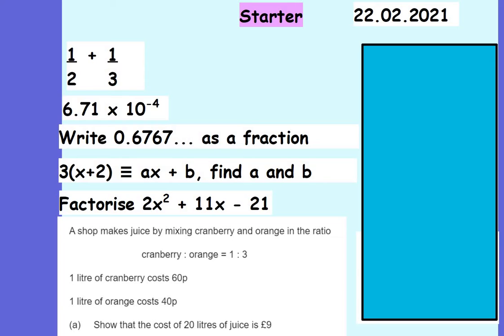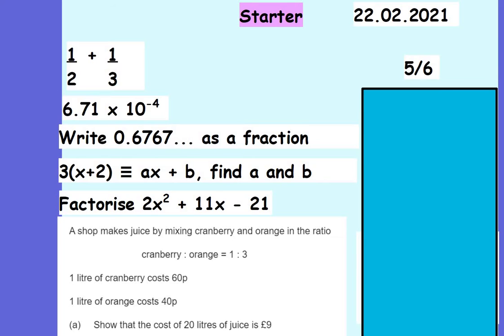Okay, we'll run through some answers. So for the first one, to add those fractions, they've got different denominators. We need to put them over the same denominator and then add them together, and that would give you 5/6.